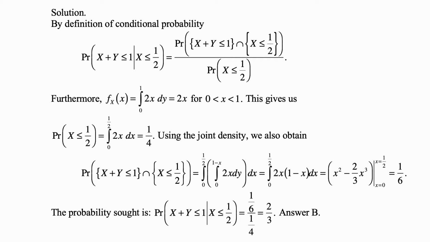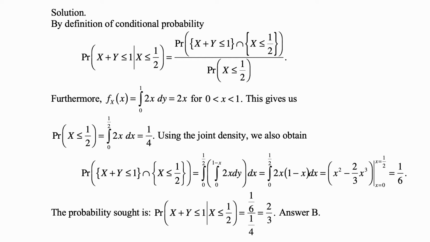Also, f sub x of x, the marginal density of x, is equal to the integral from 0 to 1, all possible values of y, of 2x, the joint density, dy. Now, of course, 2x is constant with respect to y, and therefore this integral is equal to just that constant, 2x, for x between 0 and 1. And this gives us the probability that x is less than or equal to 1/2, equal to the integral from 0 to 1/2 of 2x dx. And of course, the integral of 2x is x squared. So this is x squared evaluated from 0 to 1/2, so it's 1/4 minus 0, so it's 1/4.